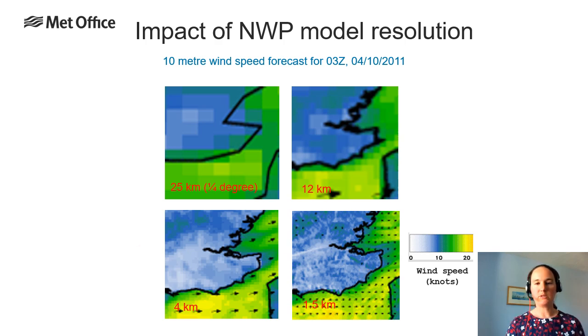And we can see that as we move from 25 kilometers through 12 and 4 kilometers to 1.5 kilometers, the picture showing the wind speed looks a lot less blocky, and we get a lot more detail in the wind. And in particular, we can see the impact on the wind speeds along the coastline. So in the 25-kilometer grid, we can see here we've got this very straight coastline wind speed change. And if we look at the 1.5 kilometer, we can see that there's a very jagged edge to the change in wind speed at the coastline.